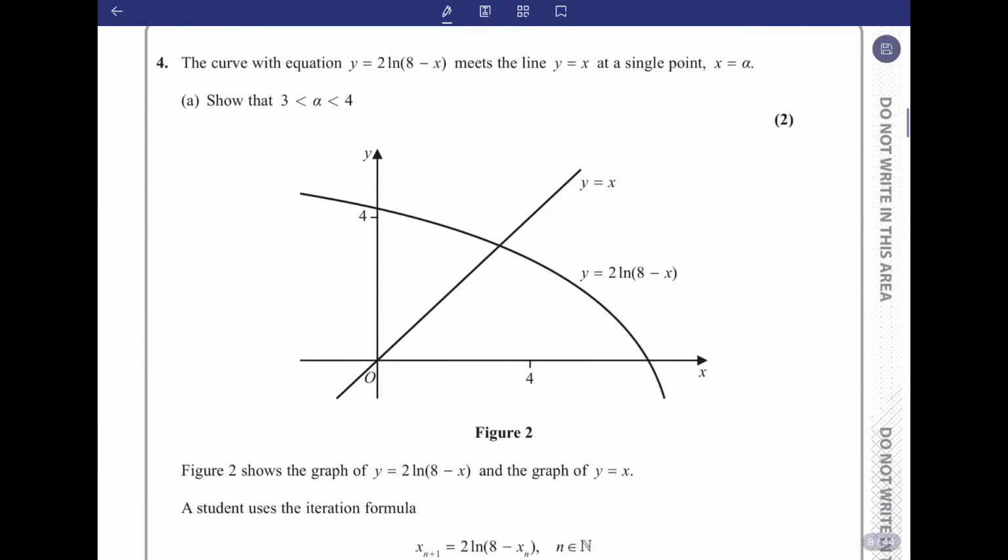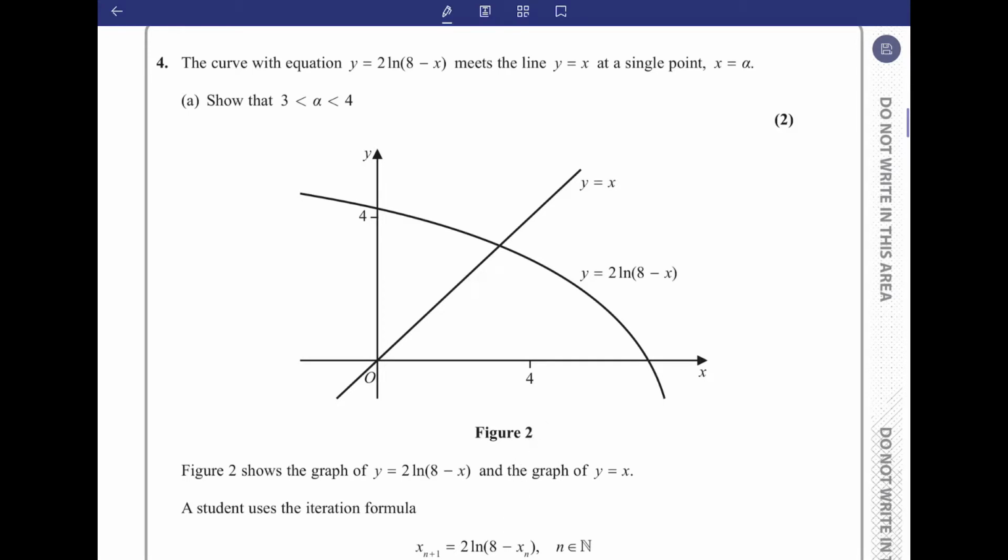Question 4. The curve with equation y equals 2 times the natural log of 8 minus x meets the line y equals x at a single point x equals alpha. So the first part of the question is to show that this root alpha lies in between 3 and 4. So the simplest way to do this is express the curve and the line as a function.